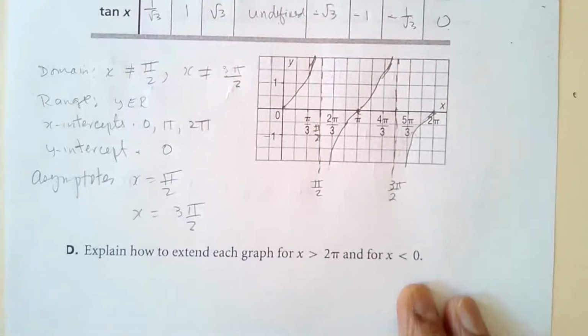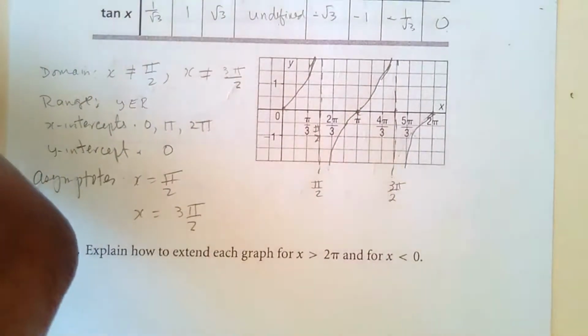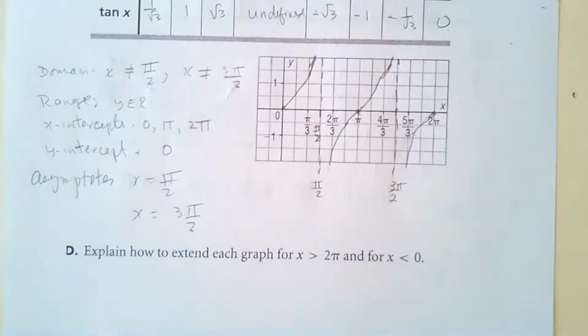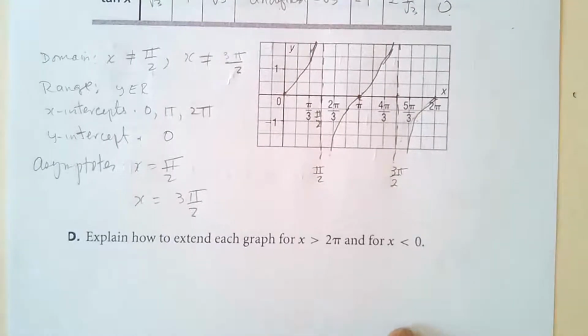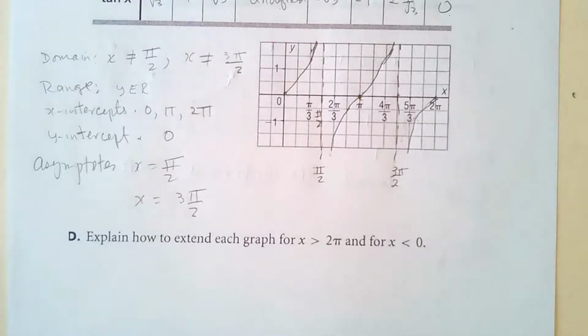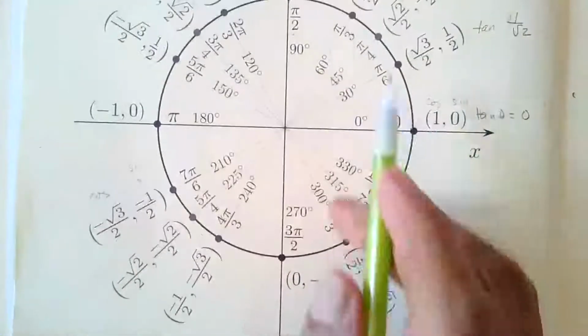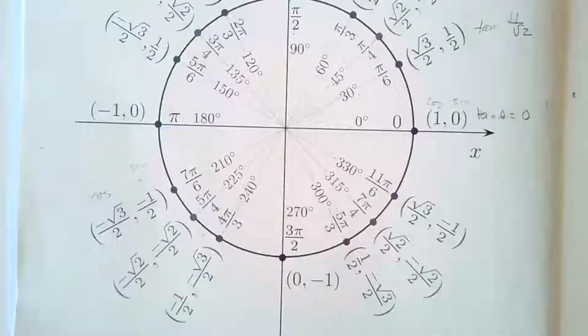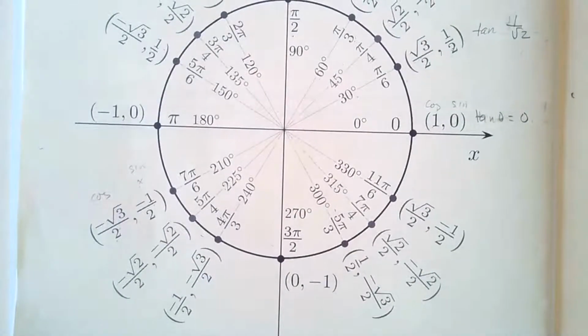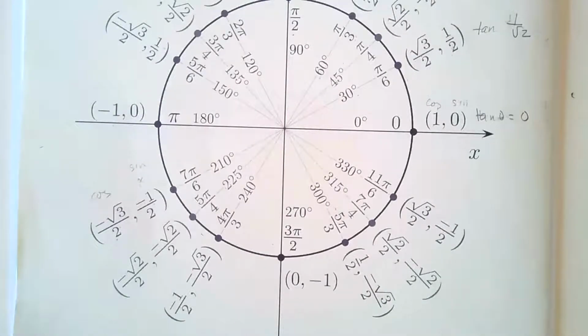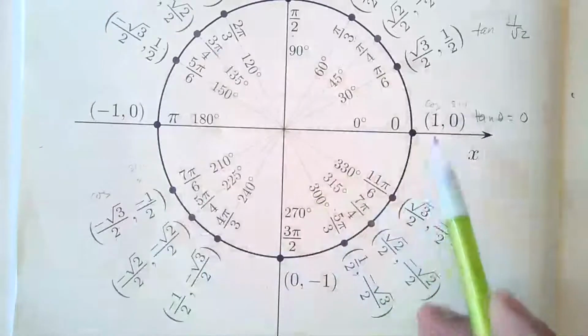Now there's one last question we'll look at here. It says, explain how to extend each graph for x greater than 2 pi or for x less than 0. Now, for any of these graphs, for any angle where x is greater than 2 pi or x is less than 0, the value of the trig ratio is equal to the value of the coterminal angle. Remember there's an infinite number of coterminal angles, so it's repeating. So its value is equal to the coterminal angle between 0 and 2 pi.